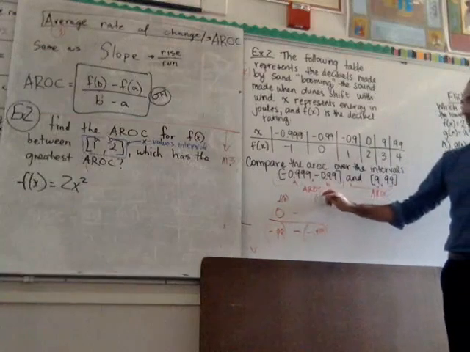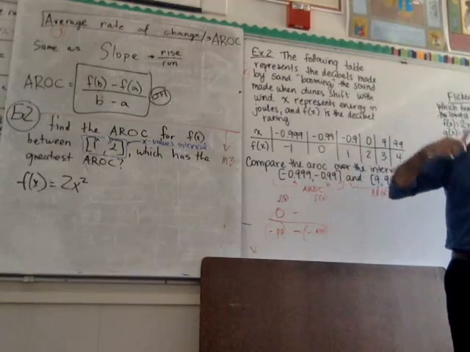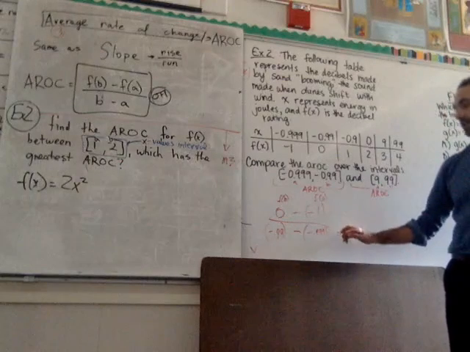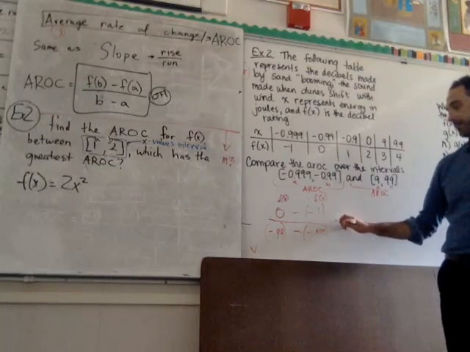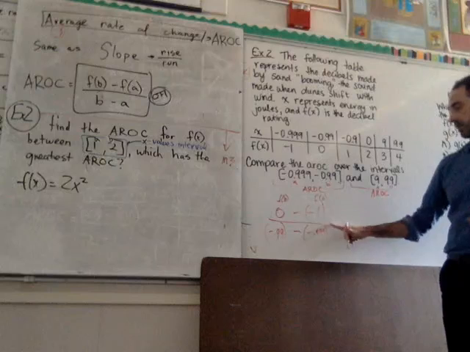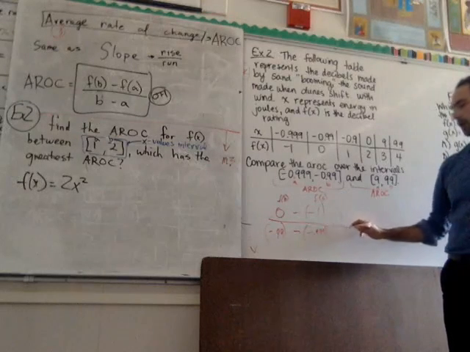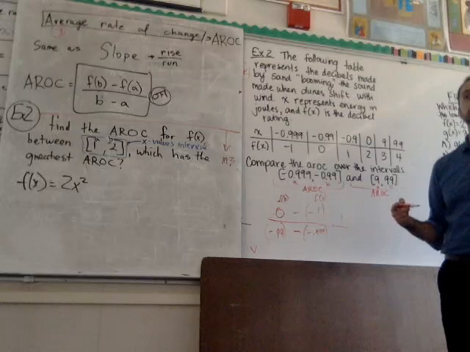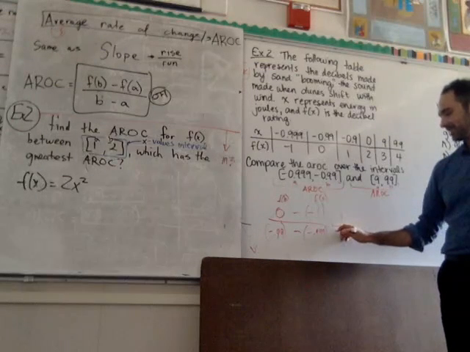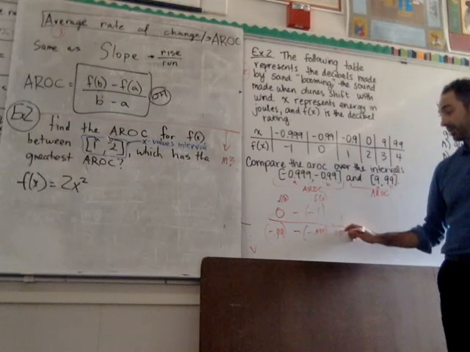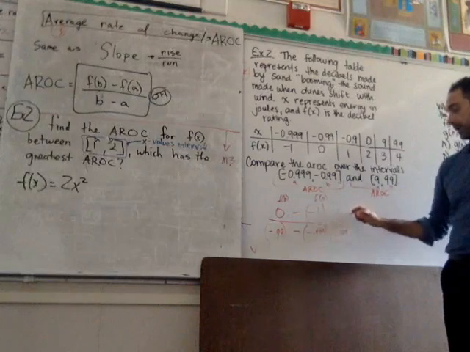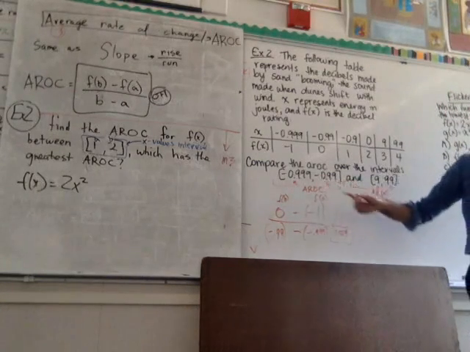Minus, what was f of a? Justin, what was f of a? Negative 1. Okay. So as I work this out, I see that on the top, I'm going to end up with positive 1. And what did you get for the bottom? 0.009. 0.009? Yeah. That makes sense. Here's our AROC for this interval.